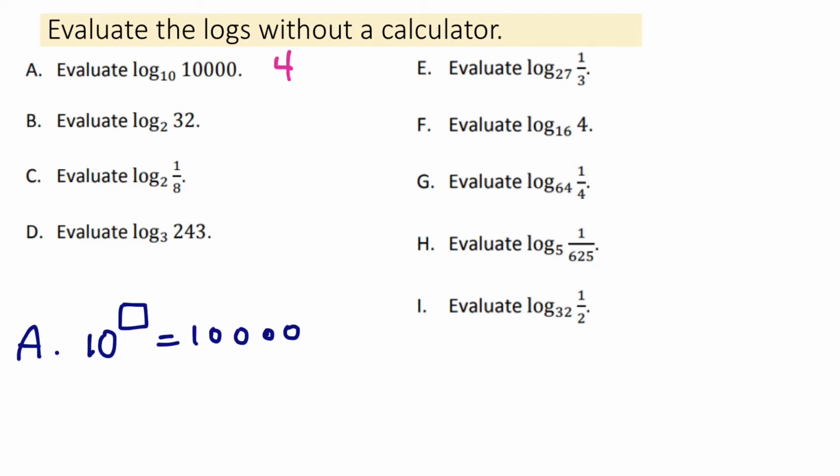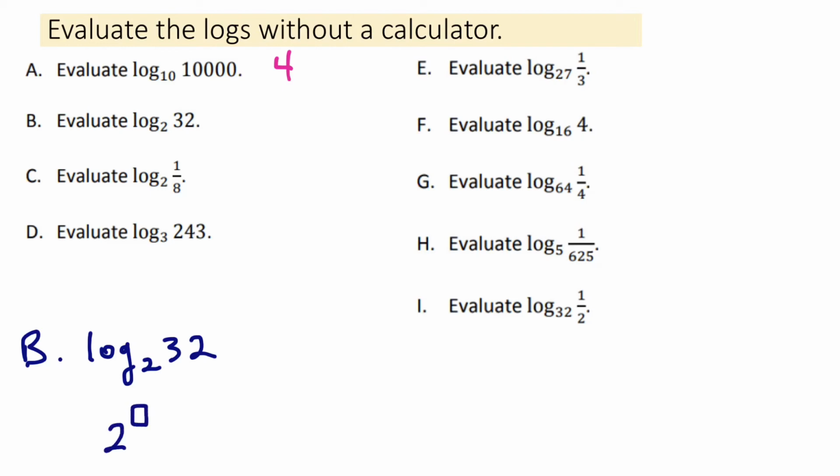That would be my exponent. Okay, looking at B, my base is 2. So what power do I need to raise 2 to get 32? So that's 2 times 2 is 4, times 2 is 8, times 2 is 16, times 2 is 32. So that's 5. So our answer is 5.